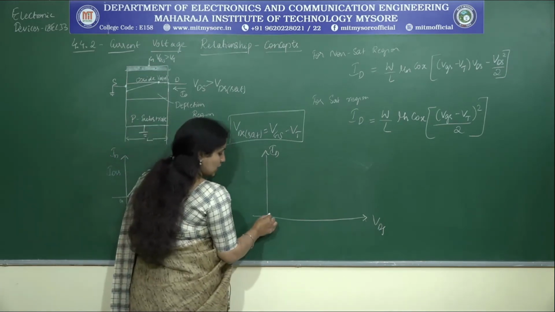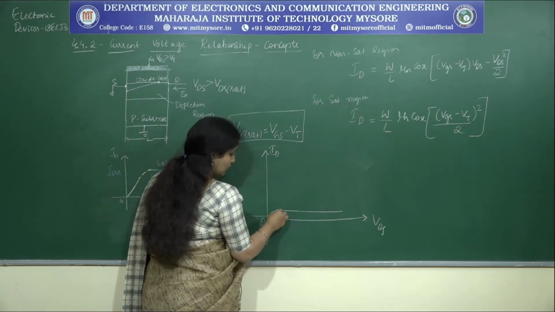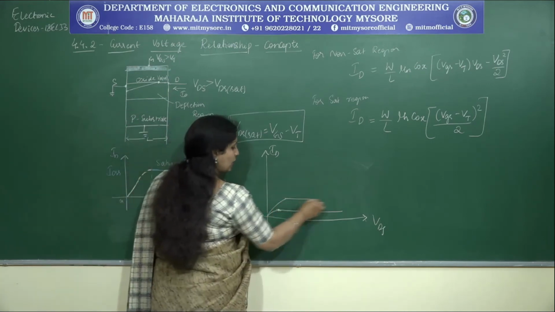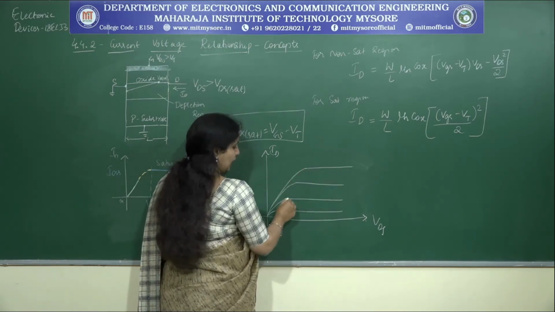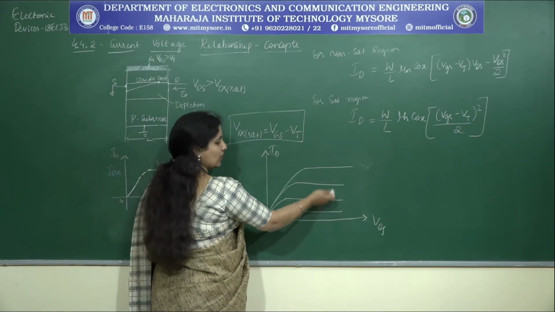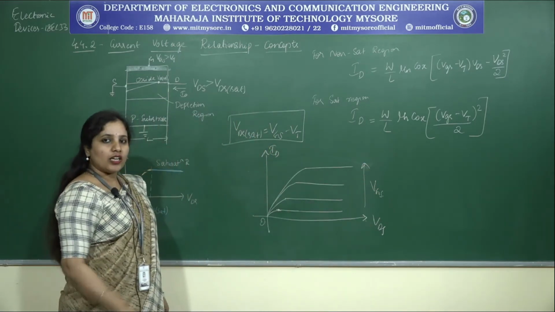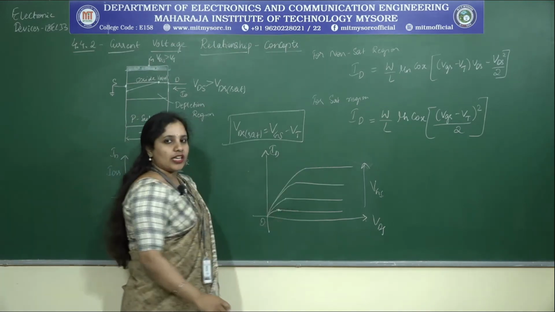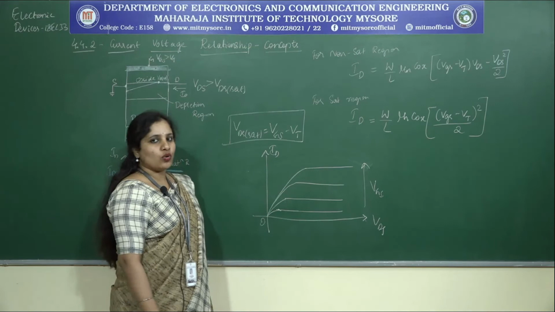Now when my VGS value is low, this is where, for example, it is reaching the saturation region. Now as I increase my VGS, observe what is happening to the point at which it reaches saturation. It is shifting towards the right. That indicates that as my VGS value is increasing, this is the way my VGS is increasing, the VDS value at which the saturation takes place also increases.